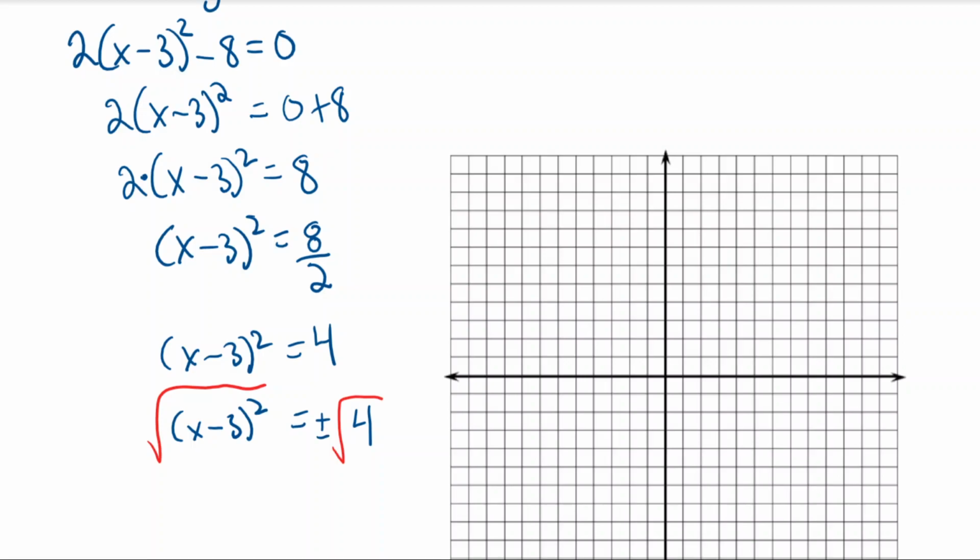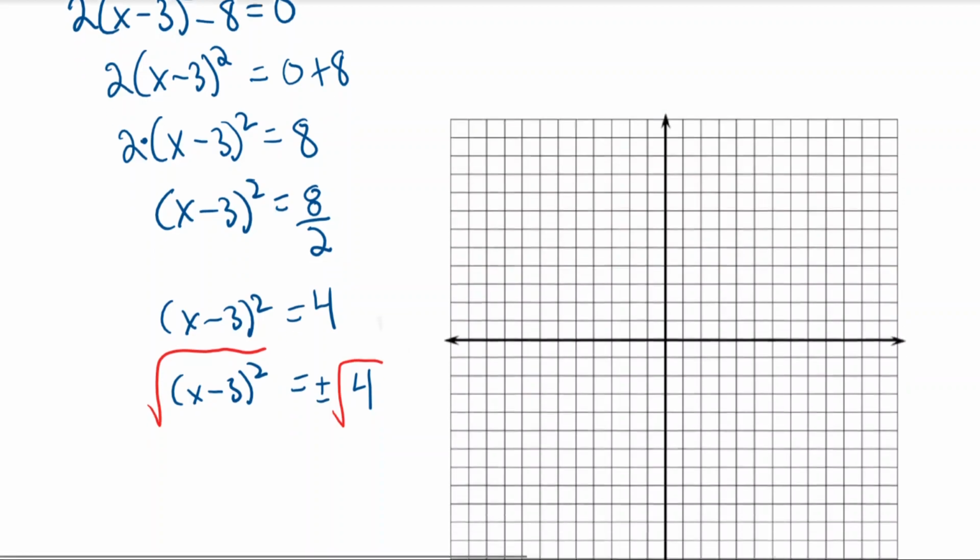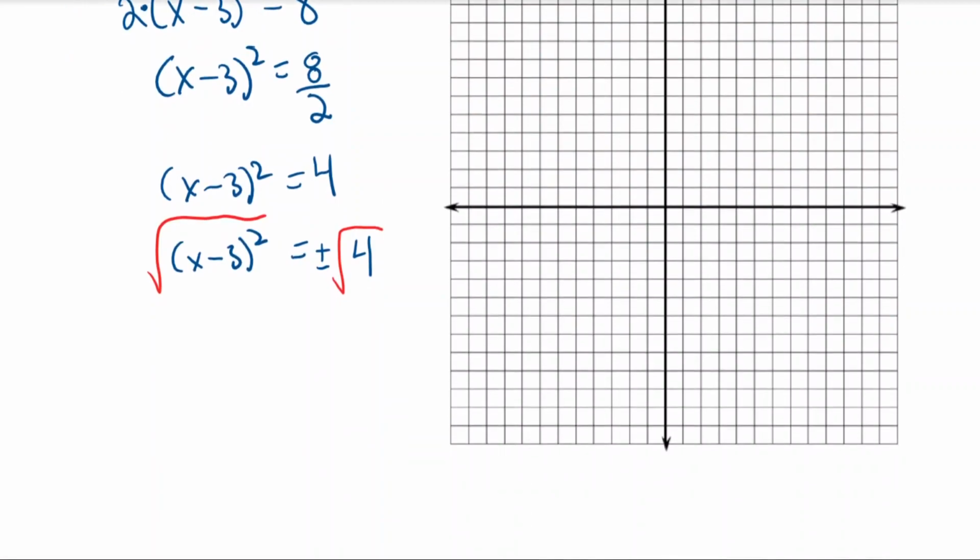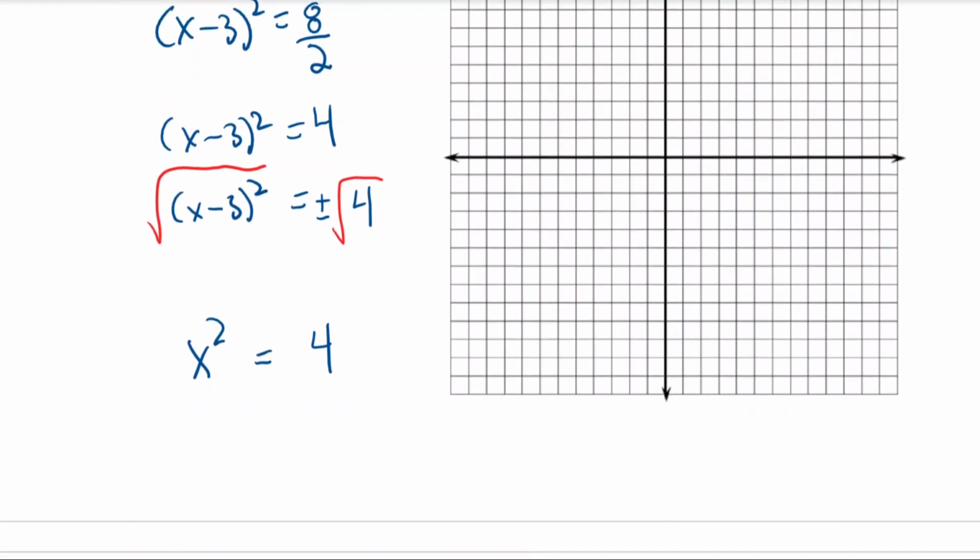And this comes through an idea. Let's do a little aside here. If, say, I had x squared equals 4, what possible x values will give me 4? If I go 2 squared, 2 times 2 equals 4. That's one way of getting 4.